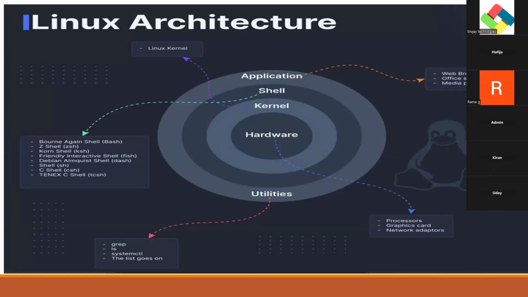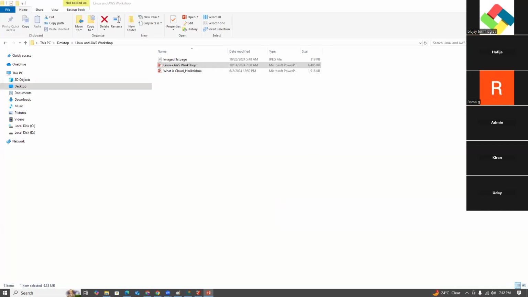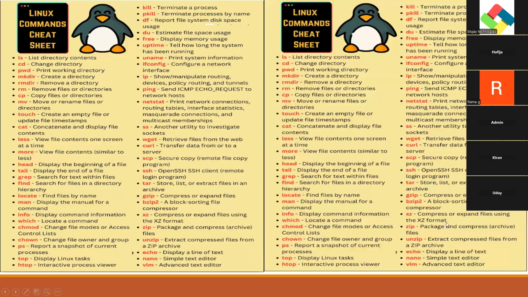So Linux architecture. I already told you. On the hardware, we install the kernel. On top of the kernel, there is a shell prompt. This is the shell prompt, and these are the commands. There are hardly 40 or 50 commands. If you know these commands, it will be easy to operate the Linux operating system. I will tell you slowly, and you will understand the commands.